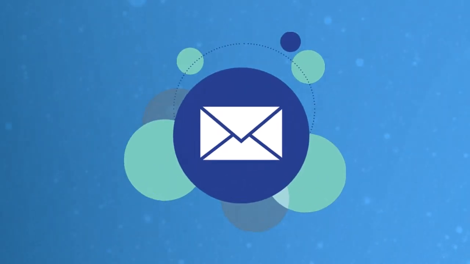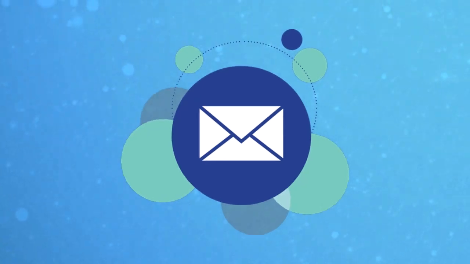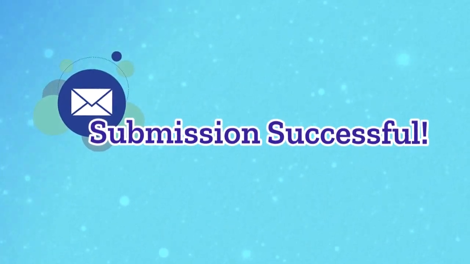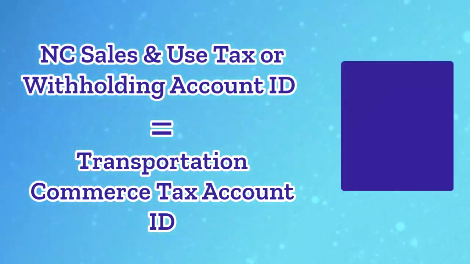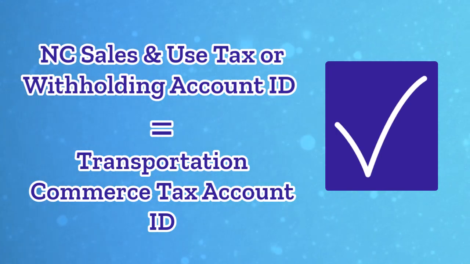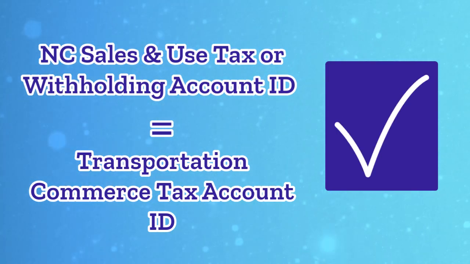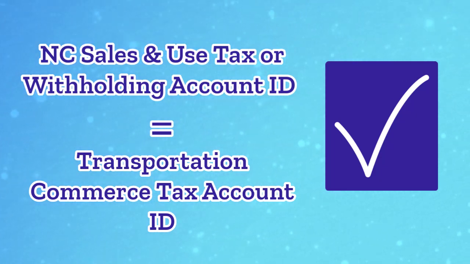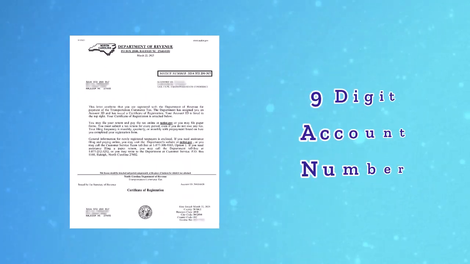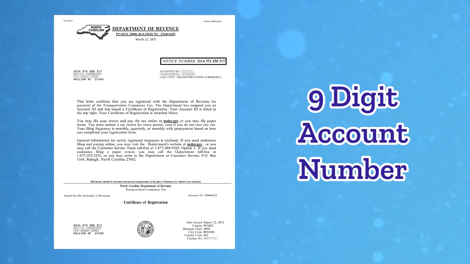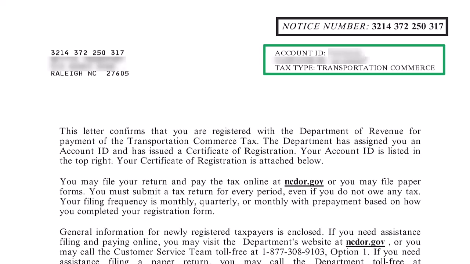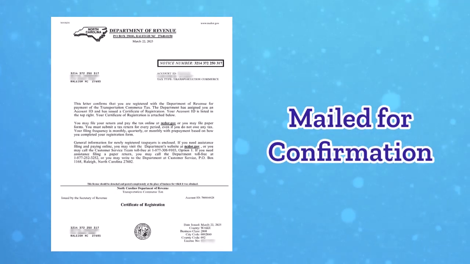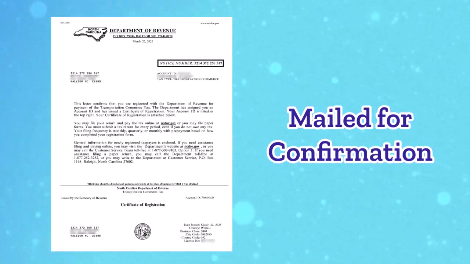Once the application is submitted, an email will be sent to the email address provided to confirm the submission of the application. If the user already has a North Carolina Sales and Use Tax or Withholding Account ID number, the Transportation Commerce Tax Account ID number will be the same. If the user does not have an existing Sales and Use Tax or Withholding Tax account, then a 9-digit account ID number will be assigned, and a notice of registration will be mailed for confirmation.